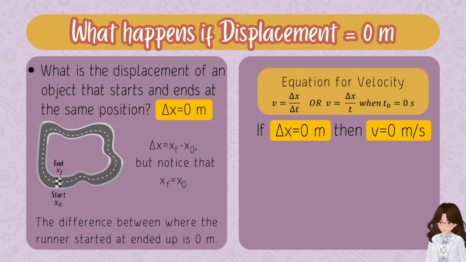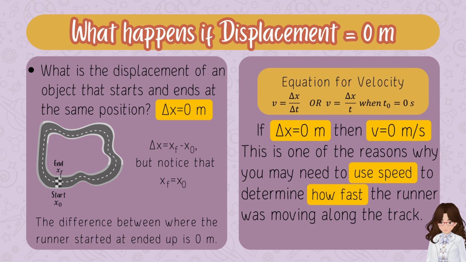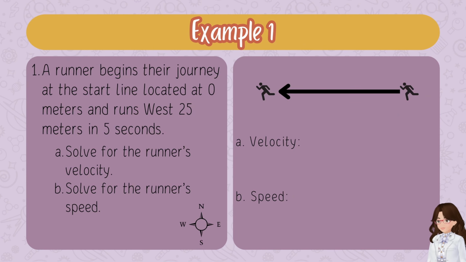However, because they start and stop in the same spot, we don't really get any information because their displacement is 0. So this is one of the reasons why you may need to use speed to determine how fast the runner was moving along the track. Whenever the displacement is 0, you're not going to get information about how fast the object was moving. Let's go ahead and try some examples.